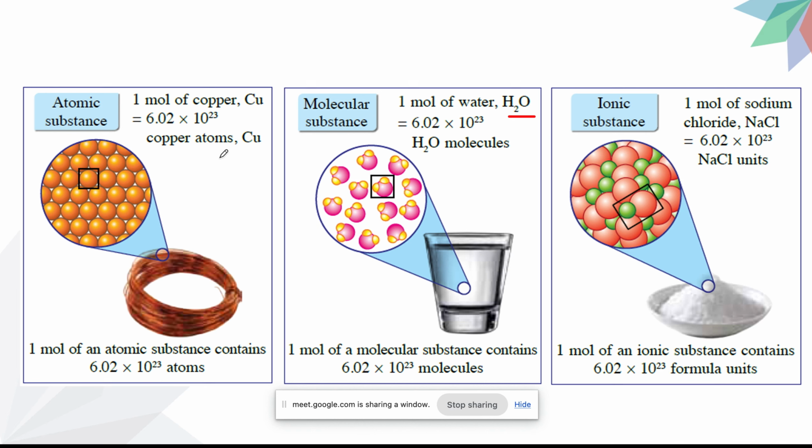Now, first of all, this number, is it a big number or a small number? Obviously, it's a big number. Why? Because this is raised to power 23, not raised to power minus 23. If it's raised to power minus 23, then it's a small number. If you study standard form in maths grade 10, then you understand exactly what we're saying.